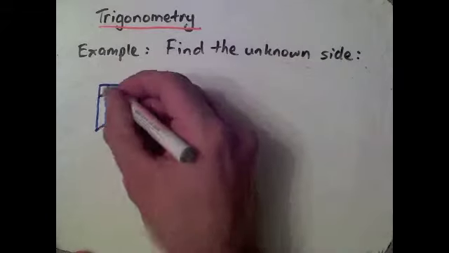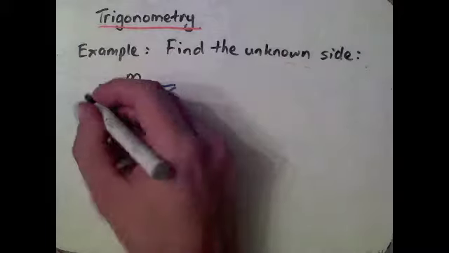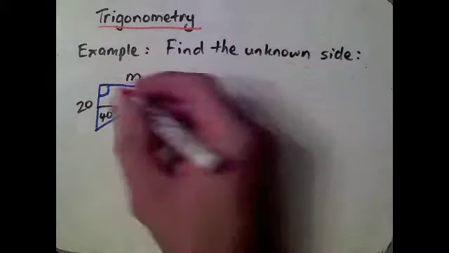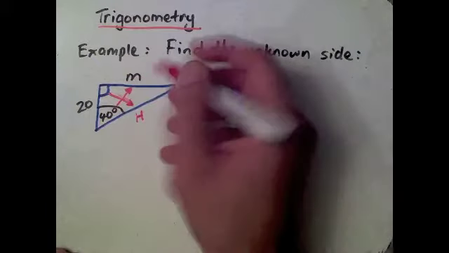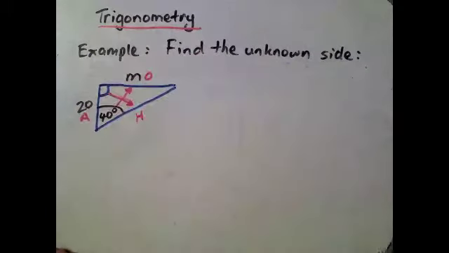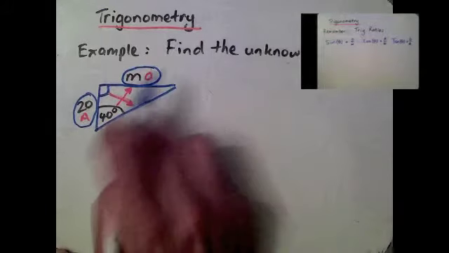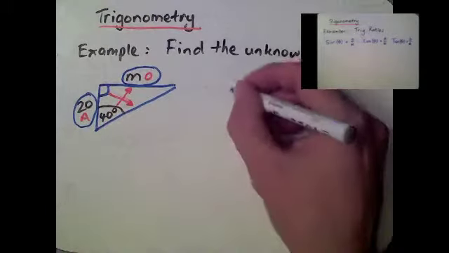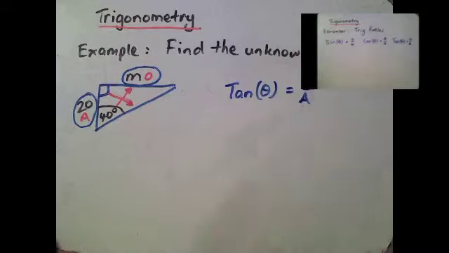Alright, so we'll look at another example. Here's our right angle triangle. Again, let's just label a few things on here. We've got M, 20 and 40 degrees. Let's label our triangle H, O, and A. Now let's circle the O because it's got an M there, A with a 20 there. Choose our correct trig ratio, O and A. That's going to give us tan. Tan of theta is equal to O over A.